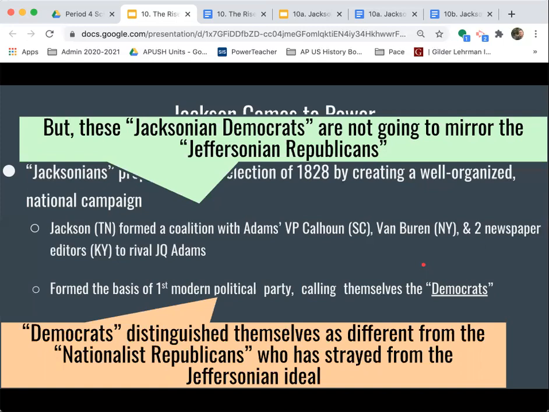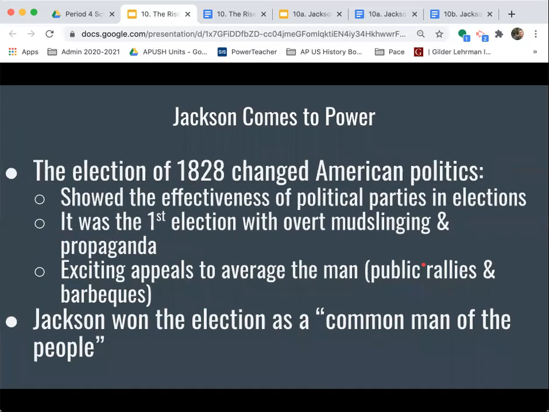So, one difference. Four years after Quincy Adams gets elected by that shady, corrupt bargain, the election of 1828 is going to really change American politics. It's going to show the effectiveness of organization, right? Jackson and his supporters will be really organized. They're going to mobilize support and increase voter turnout.